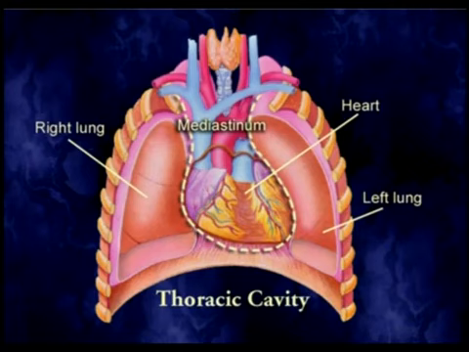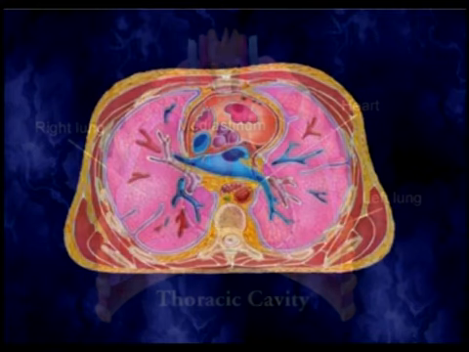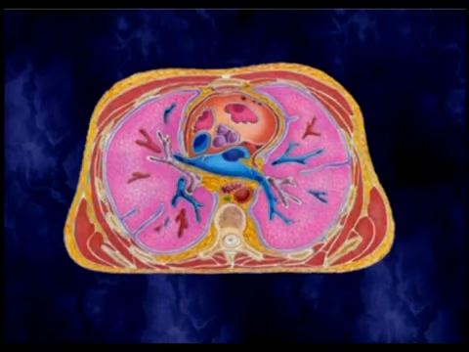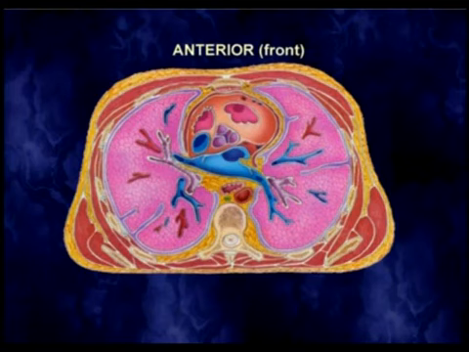Now, if we look at this through a horizontal section, taken right through the chest, we get some interesting anatomy. This is the patient's front. This is the patient's rear. And this is the right, this is the left.